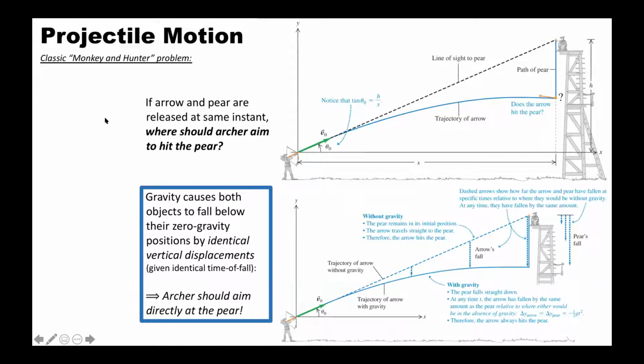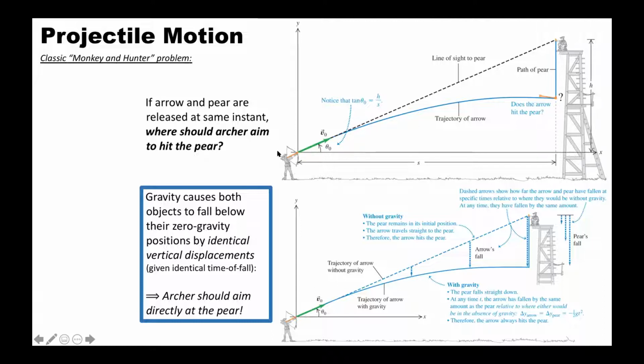There's a really cool result from a classic physics problem called the monkey and hunter problem. The question says that you have a hunter with a gun, and there's a monkey hanging up in a tree. The hunter knows that at the moment he fires the gun, if you assume that sound travels instantly, the monkey will be startled by the sound of the gun, and the monkey will let go and start to fall from the tree.